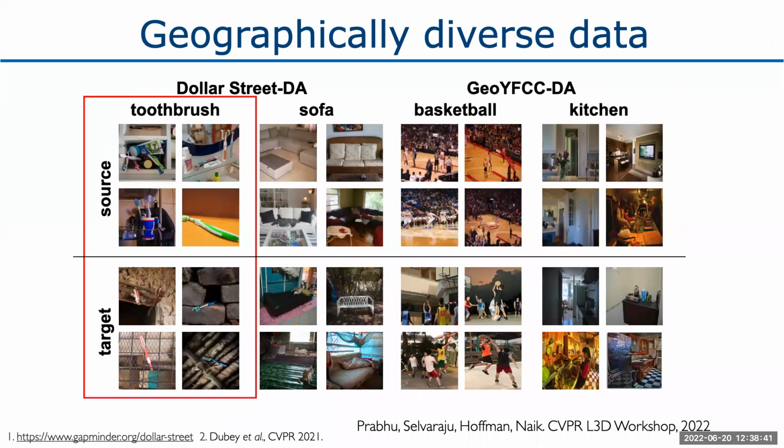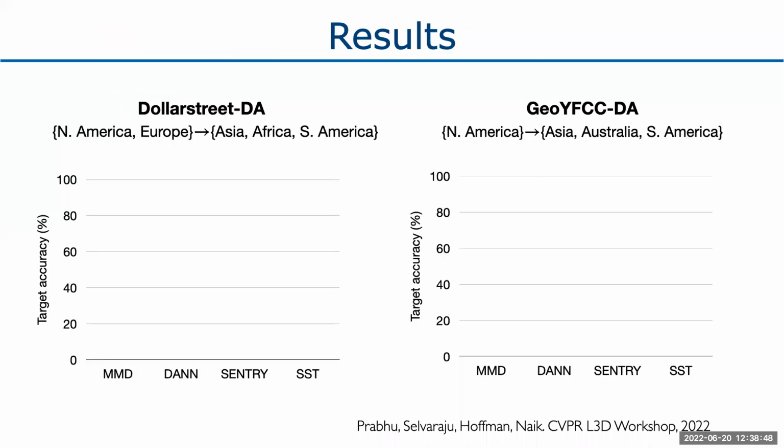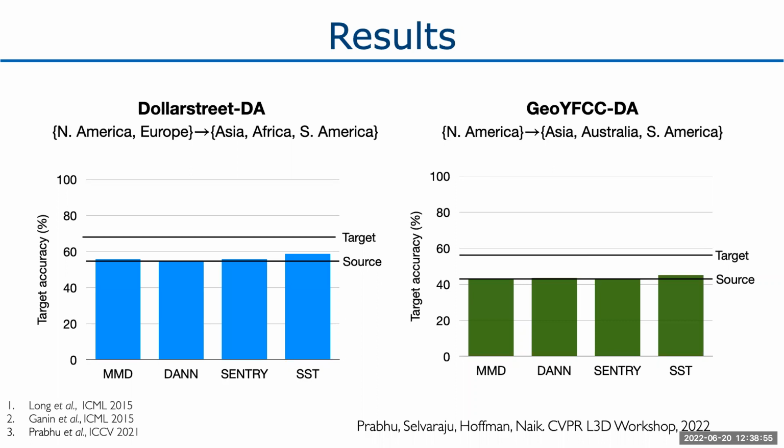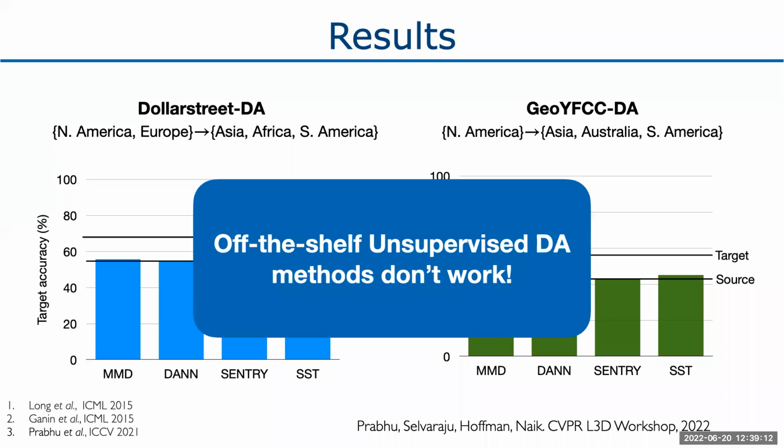So how do existing unsupervised DA methods fare? First, we set up two adaptation settings, for instance, from North America and Europe to the rest of the world, and measure the performance of a model trained and tested on the target set, and a model trained on the source set and tested on the target set. The performance gap between the two is what we're trying to close. And we applied some off-the-shelf unsupervised DA methods, but unfortunately found that they offer limited to no improvement. And so off-the-shelf methods just don't seem to work in this setting.